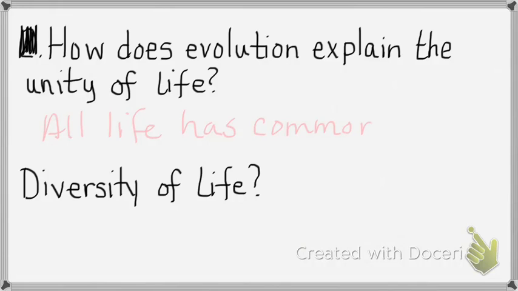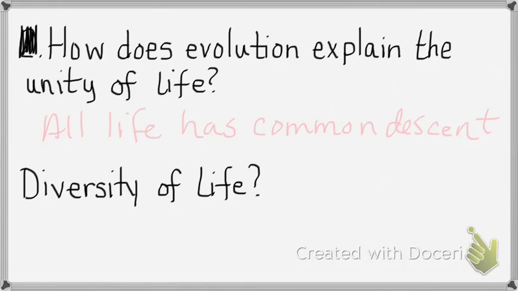What does that mean? We got a common ancestor. We all have a common ancestor. That's why chemically we're all so similar to each other. Tim? It's still number one. This is still part of number 1. Yes, sir, it is.